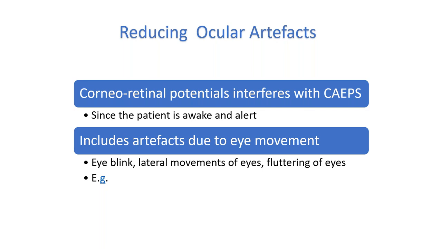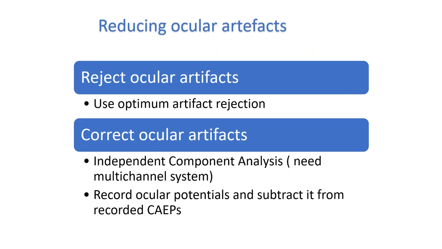The amplitude of these ocular artifacts is generally very large. So the best way is to use artifact rejection. If you're using optimum artifact rejection, we may be able to eliminate these ocular artifacts. But if you're not able to eliminate them, then what do we do? Then we need to correct for these ocular artifacts. So how do we correct for them? The best way of correcting is actually doing an independent component analysis.